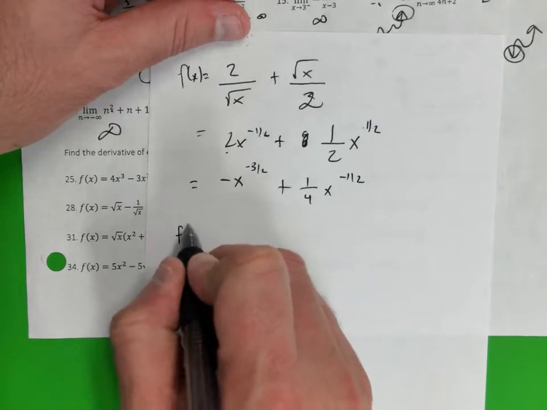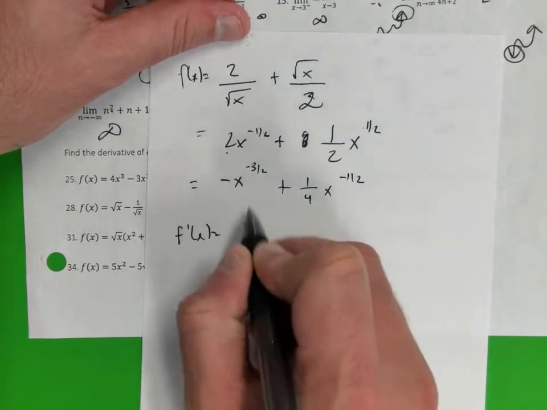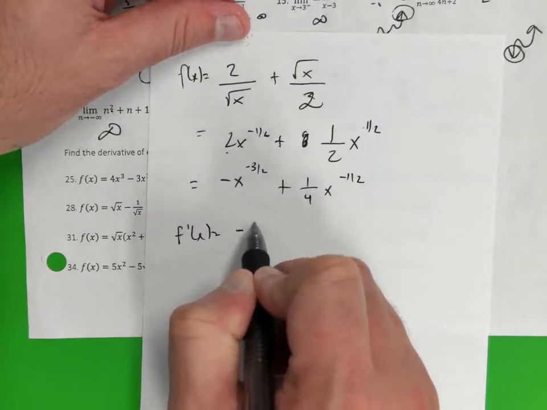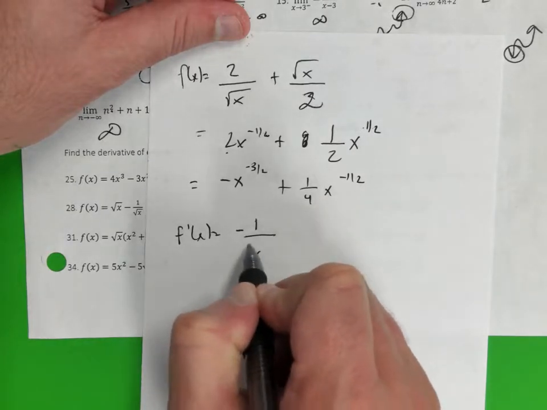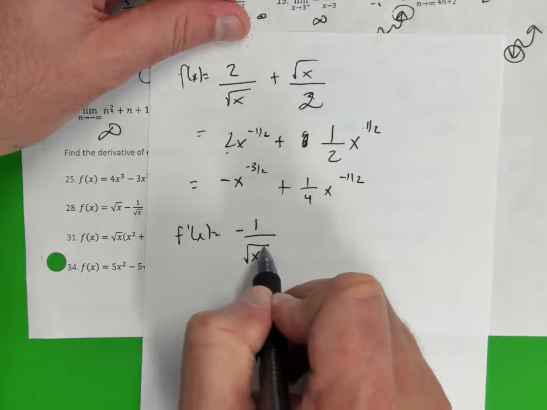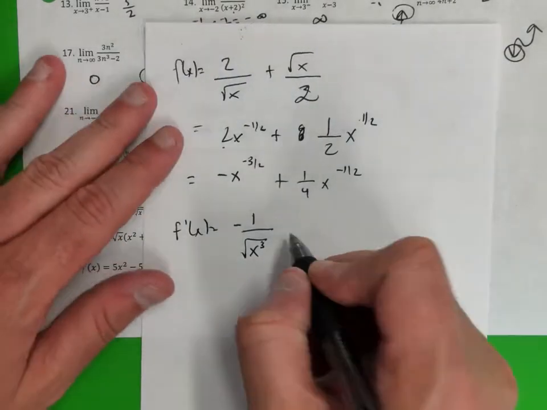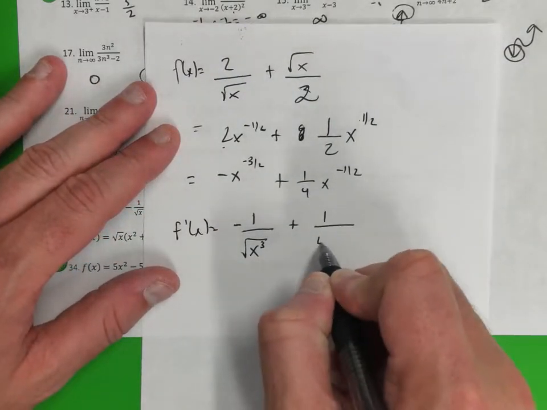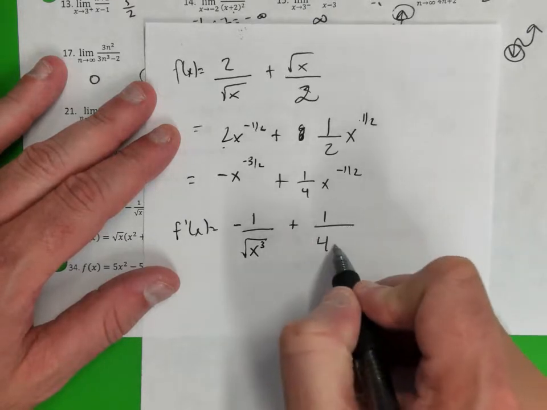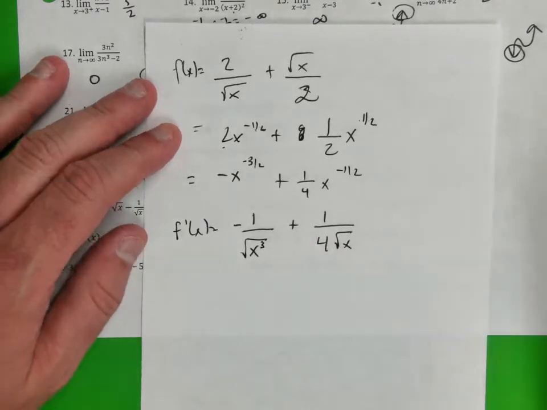Now I write my final answer. F prime. That's the root. That's the exponent. Make sure you understand. There's a negative 1. I leave it in the numerator. But that part goes in the denominator because it's a negative exponent. Plus, I'm going to put that in the denominator, square root of x.